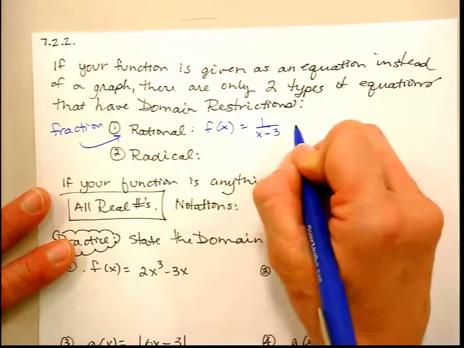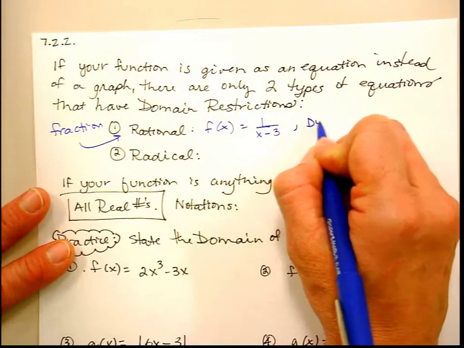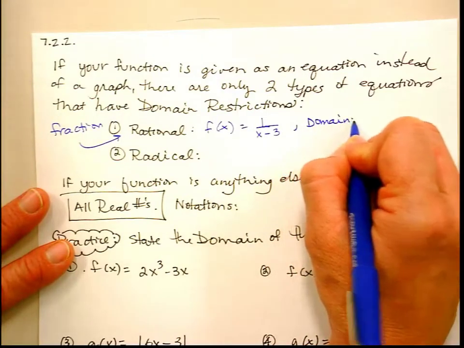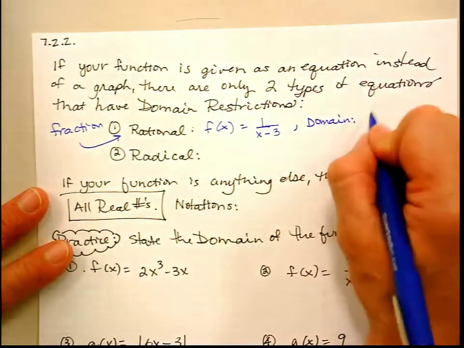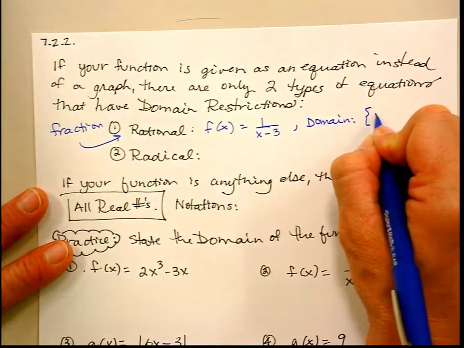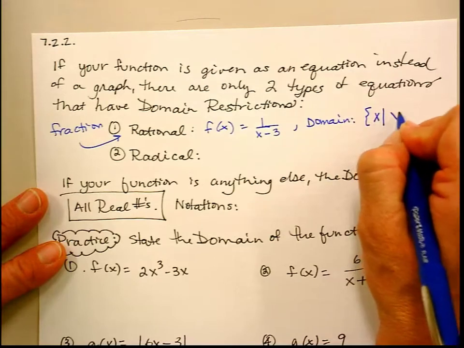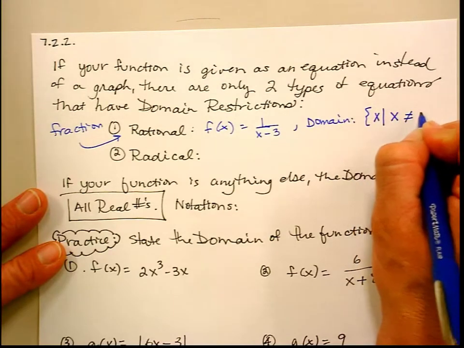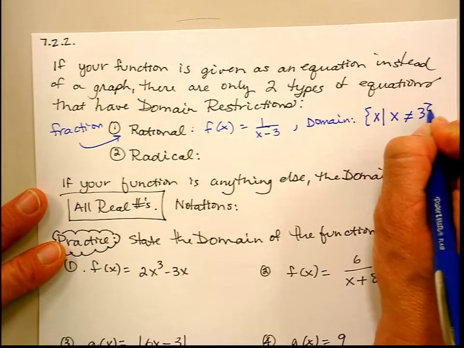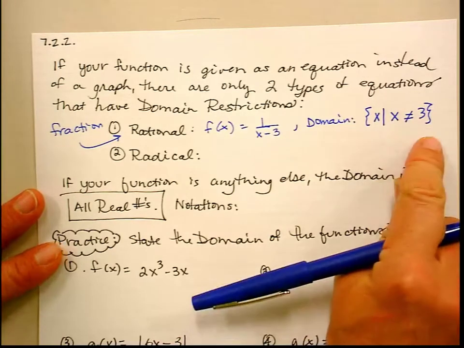So this has a restriction. So the domain would be, how about this? I'm going to use set builder notation this time. Set of all x's such that x is not equal to 3. So anything else is fine, just not that.